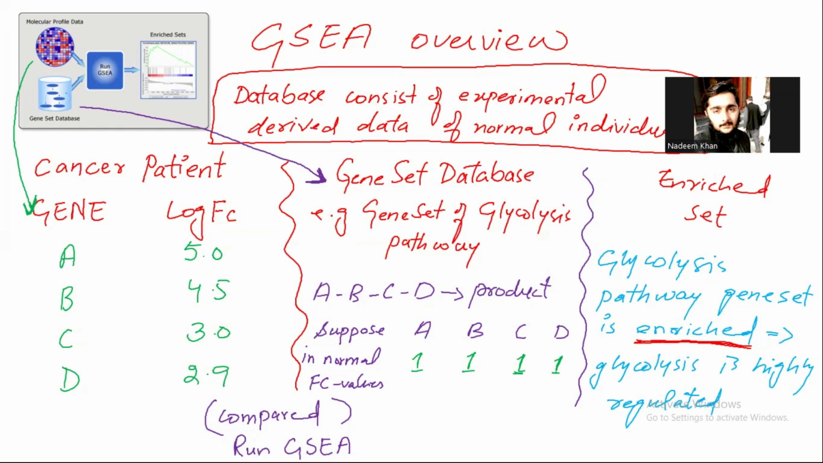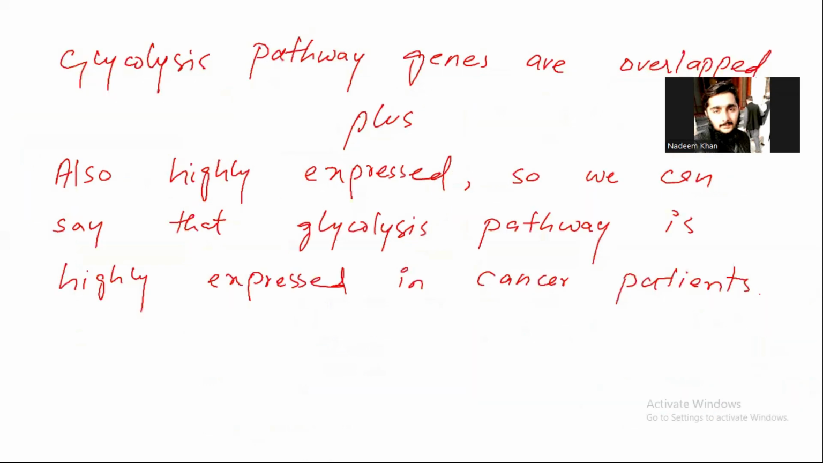So what does this mean? It means that first the glycolysis pathway is enriched because all the genes are present, and after that they also have high log FC values. Just because of that high expression, the glycolysis pathway is enriched. So this means the glycolysis pathway gene set is enriched and the glycolysis pathway is highly regulated. The glycolysis pathway genes are overlapped and also highly expressed, so we can say that the glycolysis pathway is highly expressed in cancer patients. I have just shown you a very simple glycolysis pathway, where the genes are expressed and overlapped.